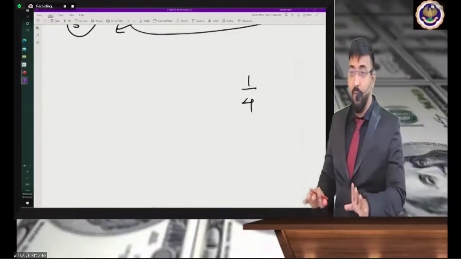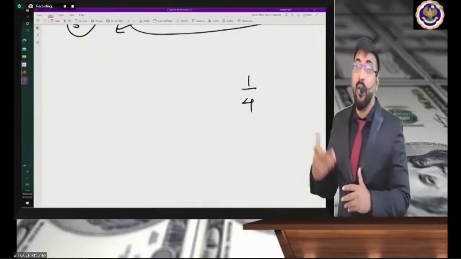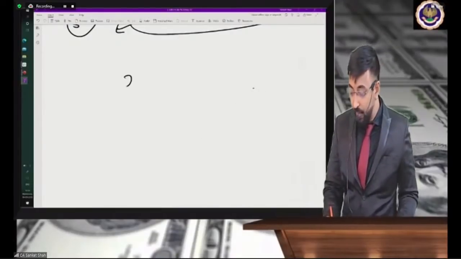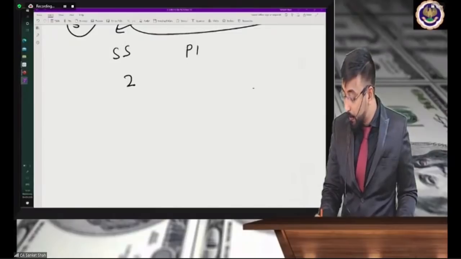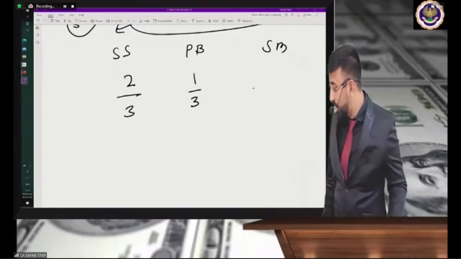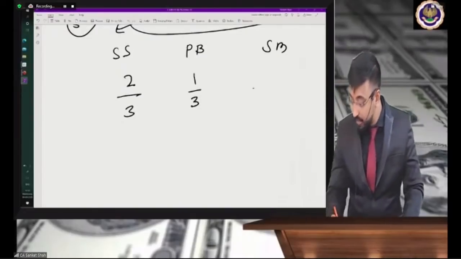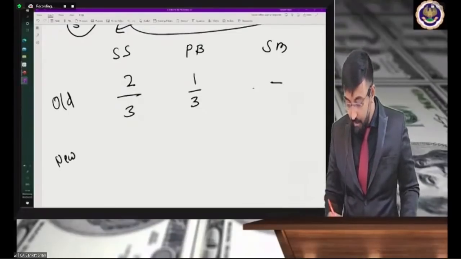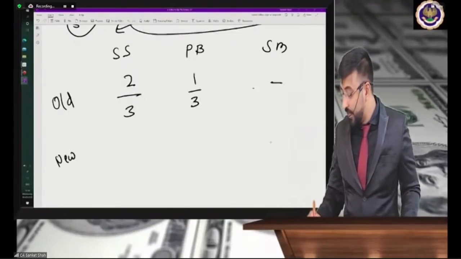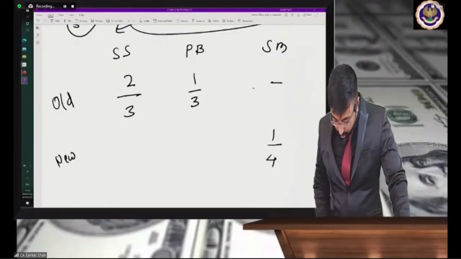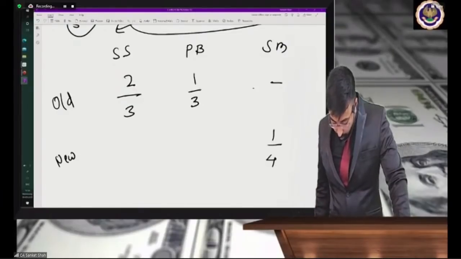Now assume we have to recalculate our chocolate sharing ratio. The previous ratio: Sanket Shah's share was 2/3, Pushkaraj 1/3, and was Sarvesh earlier in the business? No. So old ratio is dash. New ratio: how much did they decide to give him? 1/4. They decided to give 1/4 share.